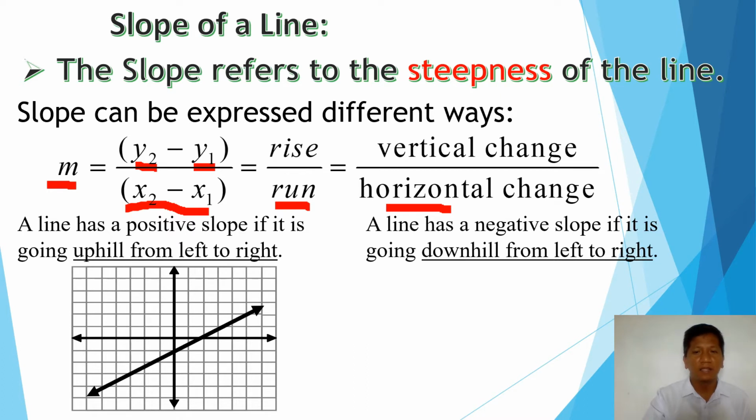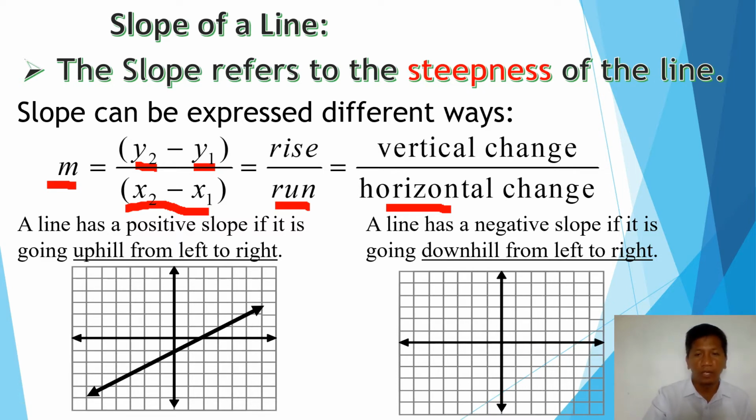A line has a negative slope if it is going downhill from left to right. Okay? Let's look at the line here in our Cartesian plane. There, it goes down from left to right. If that is our line, therefore, our slope is negative and the trend is decreasing. Got it? Okay, let's proceed to the next.